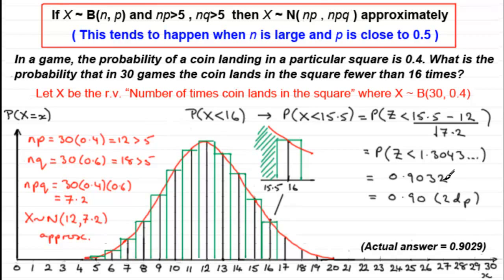So there's not much in it, for very little work. And obviously if you're doing this question, you wouldn't need to draw as much detail as I've got here at all, but just check that np is greater than 5, nq is greater than 5, set up your approximate normal distribution, do your continuity correction, and just use your tables to work out the corresponding probability. So I hope that's given you an idea. Don't forget, as I say, you can check out continuity corrections just by clicking on the link that you'll see down here.